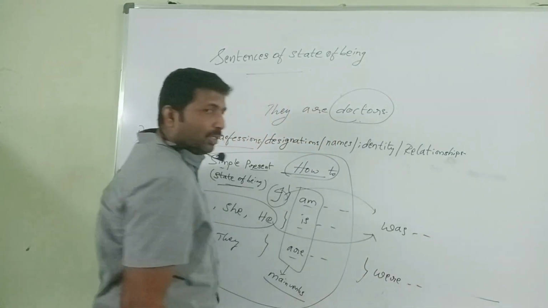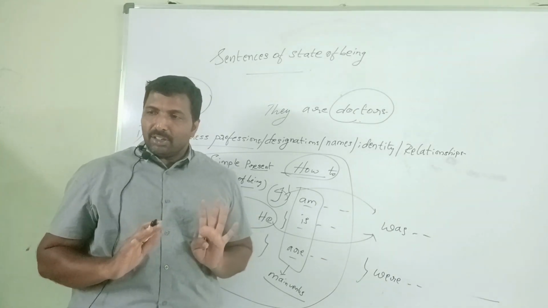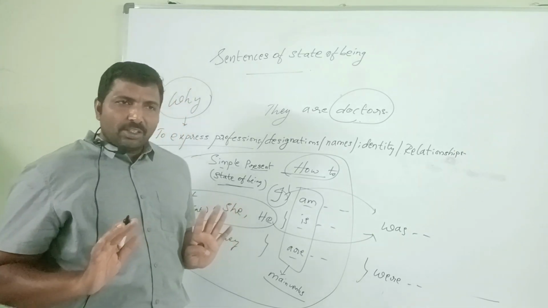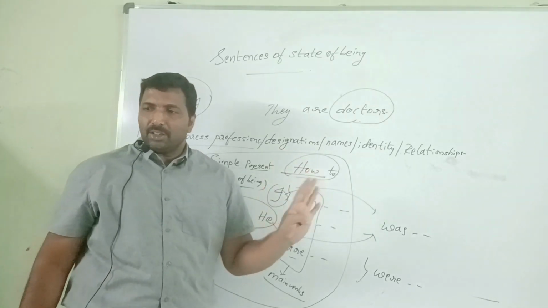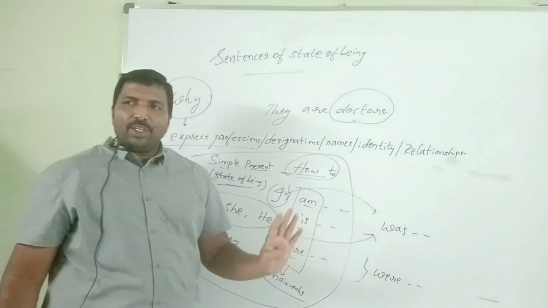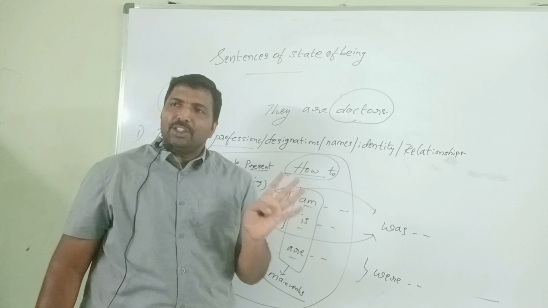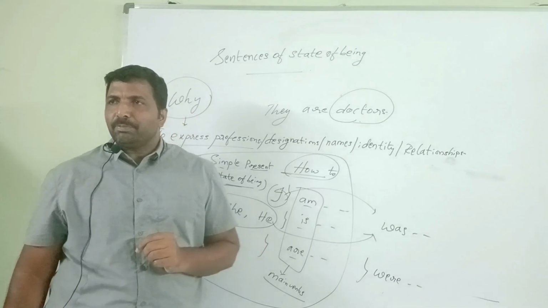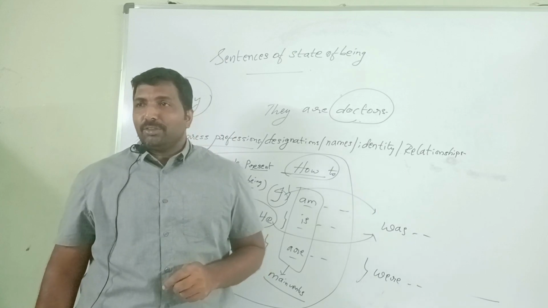But remember, though there are so many sentences, we are in the structures of state of being. That's it. Don't get confused between this structure and the present continuous. He is waiting there is different from he is my friend. He is my friend belongs to simple present state of being. They are my friends belongs to simple present state of being. They are waiting belongs to present continuous action.